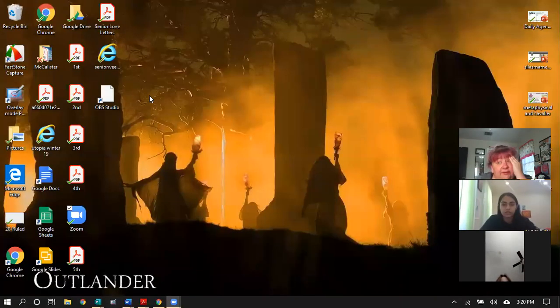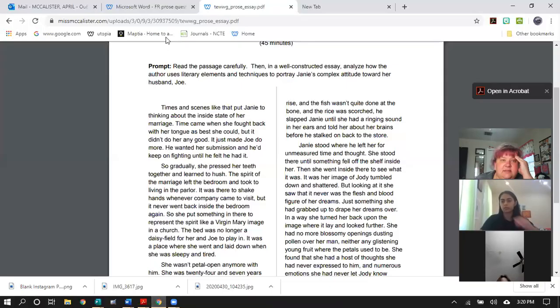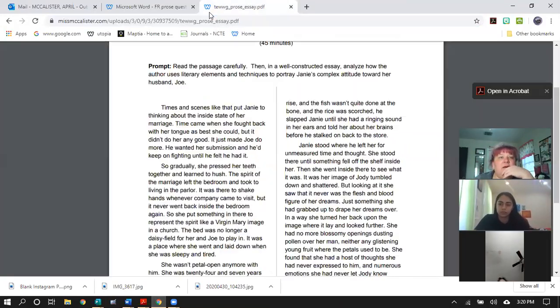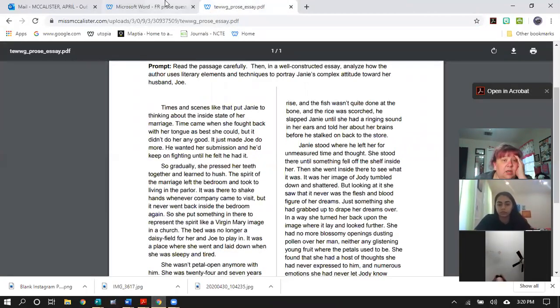Should we, in our essay, have at least two literary elements? I would try to have at least two. Even if you can't name them, at least reference two different ways that the author does this particular thing. Our prompt says Janie's complex attitude toward her husband, Joe, and it specifically asks about literary elements and techniques, right? So we're going to throw around words like foreshadowing and flashback.